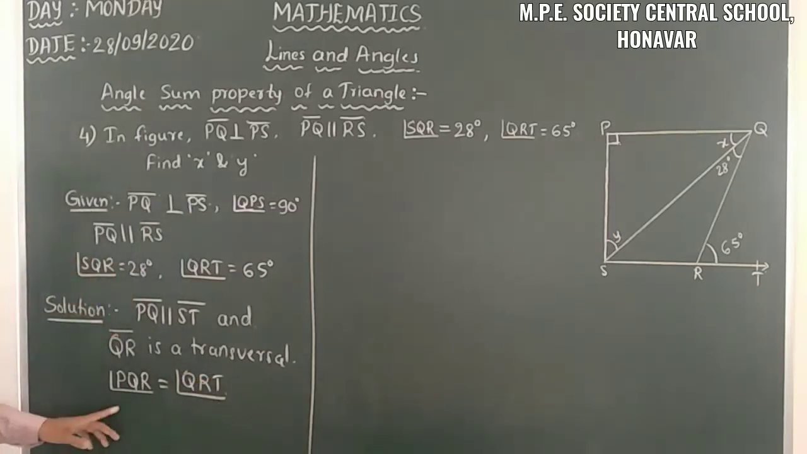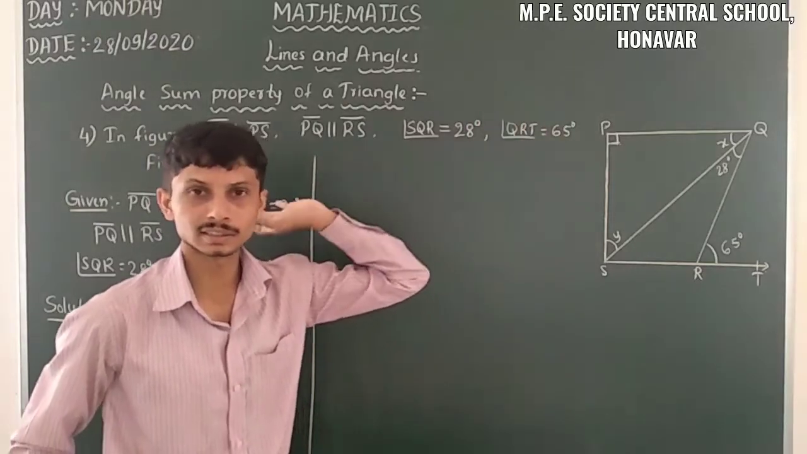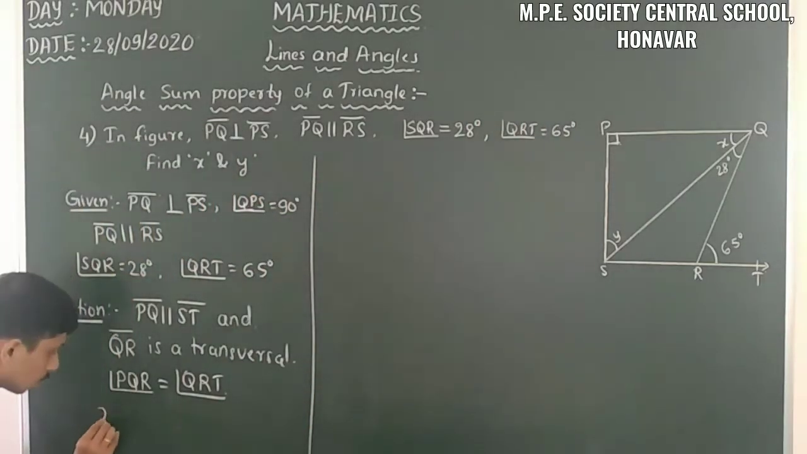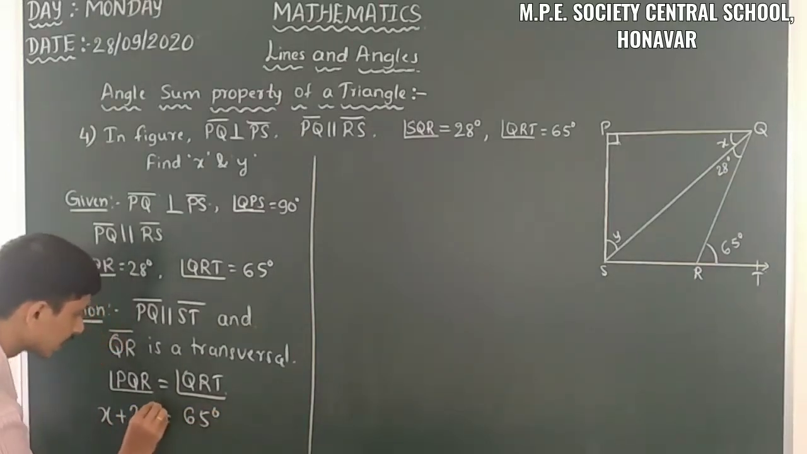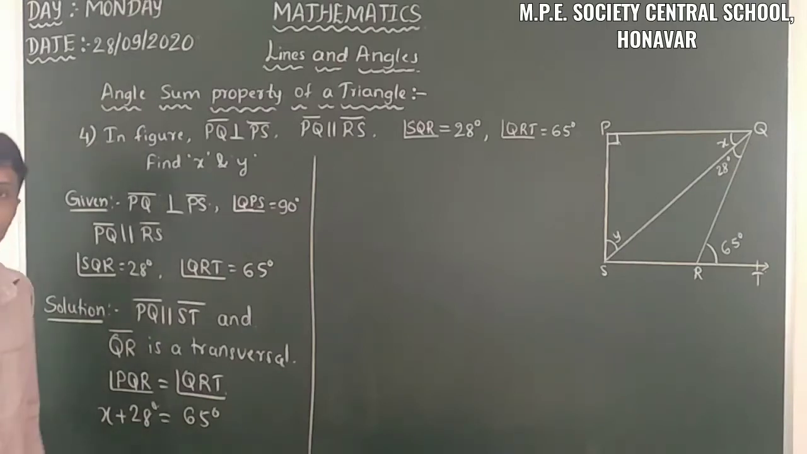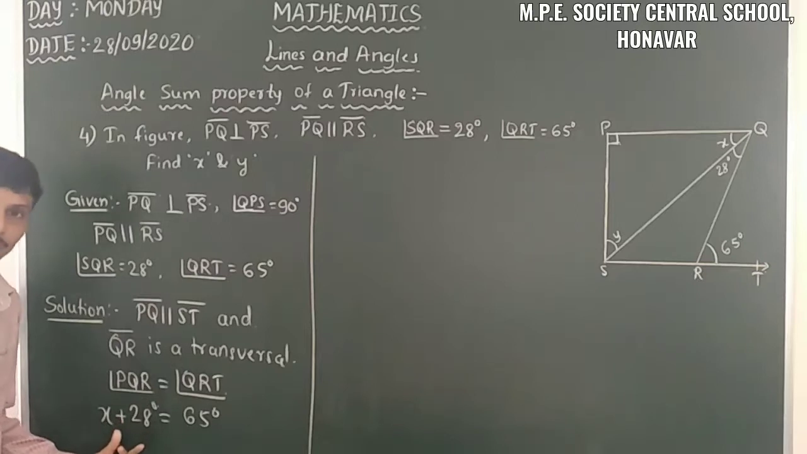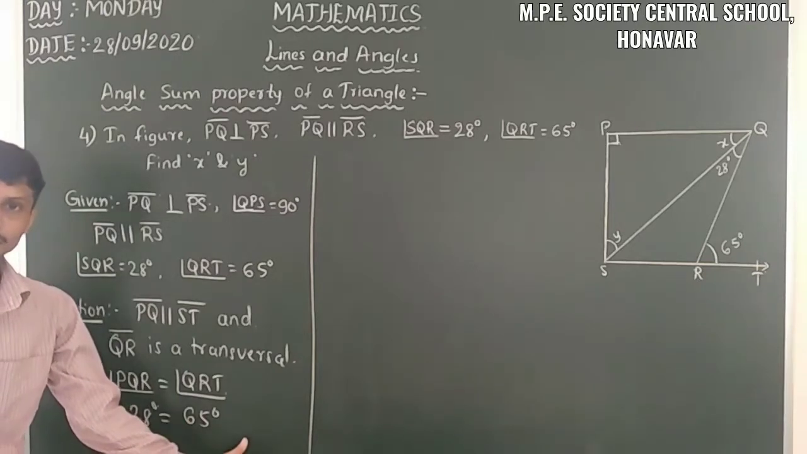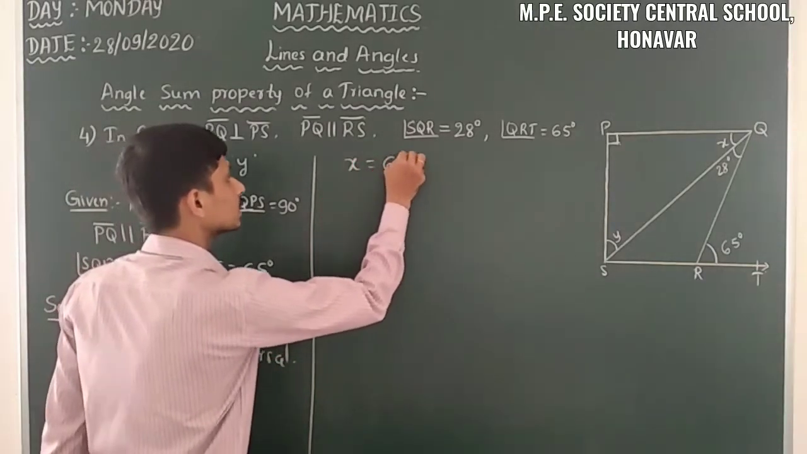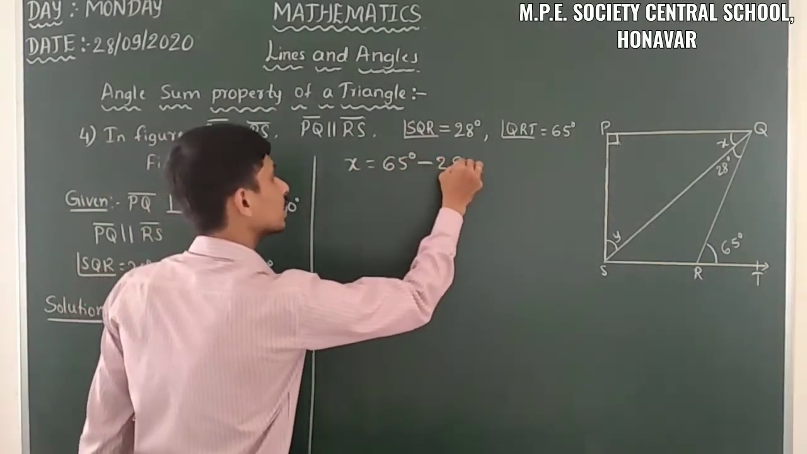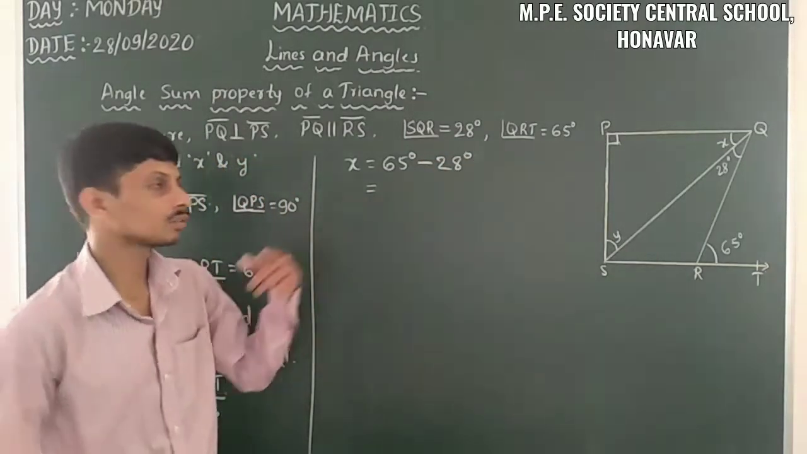Here, angle PQR can be written as x plus 28. Yes, x plus 28 is equal to 65 degrees. Here we have to transpose this 28 degrees to the RHS, so it becomes minus 28 degrees. That is, x is equal to 65 degrees minus 28 degrees. So then we have to subtract.